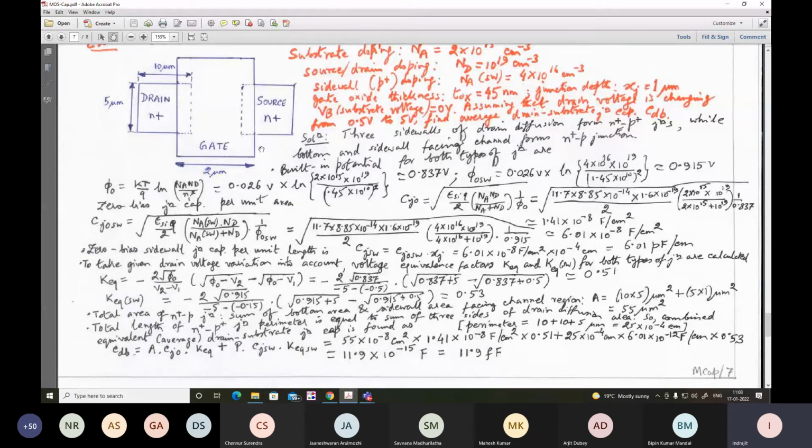25 micrometer, but you convert it to centimeter, 25 into 10 to the minus 4 centimeter. Then 0.53 is the voltage equivalence factor. This is the sidewall zero bias junction capacitance per unit length. So now you multiply them, you get the total one. And overall, we have taken into account the 5 individual components and got the value of 11.9 or 12 femtofarad. Okay, clear, Vipin?